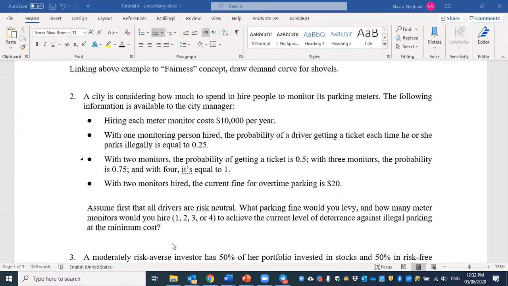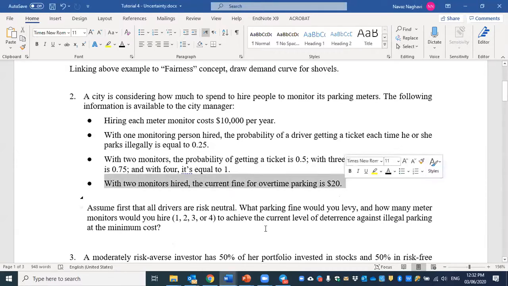Now let's read the question. It's asking the same thing. Assume first that all drivers are risk neutral. What parking fine would you levy and how many meter monitors would you hire? So first of all, you can see that it is a comparison with this question. This is our current scenario. So the question is asking to compare with this.